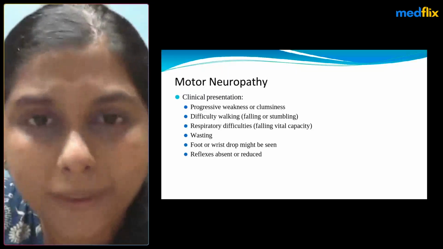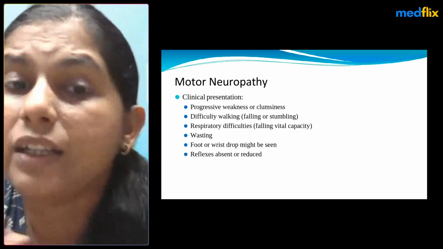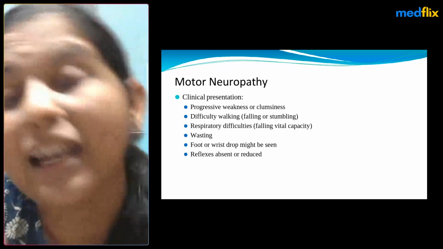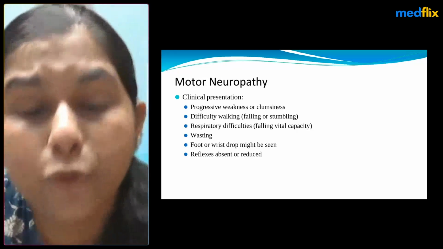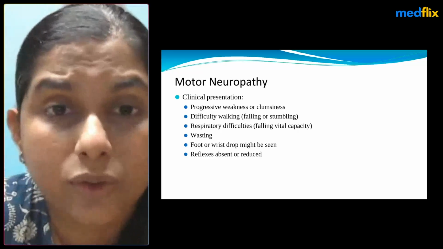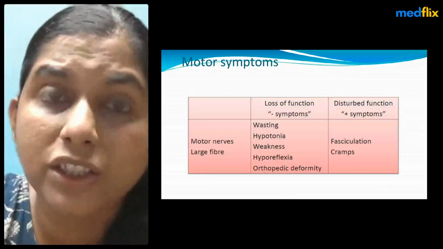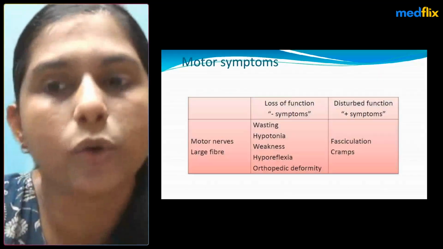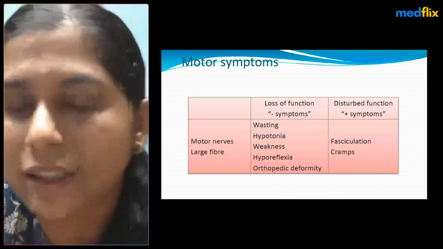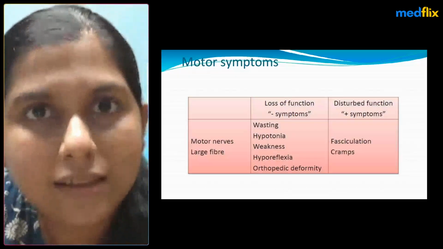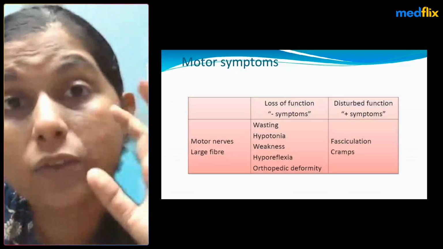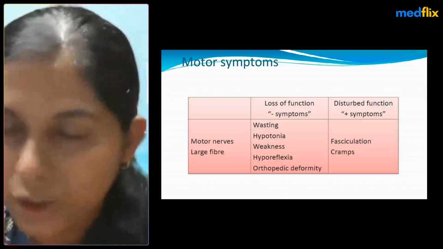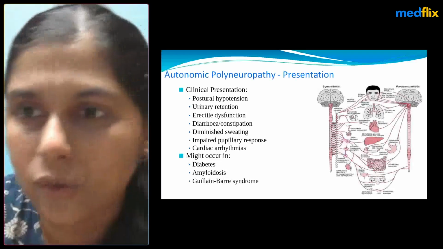When it comes to motor neuropathy, there's progressive weakness, clumsiness, there is falling. If there is ascending respiratory weakness in acute conditions, there can be falling vital capacity, classically wasting. In axonopathies, there can be foot or wrist drop, and reflexes can be absent or reduced. Again, if we divide it into loss of function, there can be wasting, hypotonia, weakness, hyporeflexia. There can be skeletal deformities, especially in inherited neuropathies, and disturbed functions can lead to fasciculations and cramps. A point to be noted here is that wasting is commonly seen in axonal type of neuropathies, and in the late stages of demyelination, of course. But classically, we get wasting in an axonal variant.